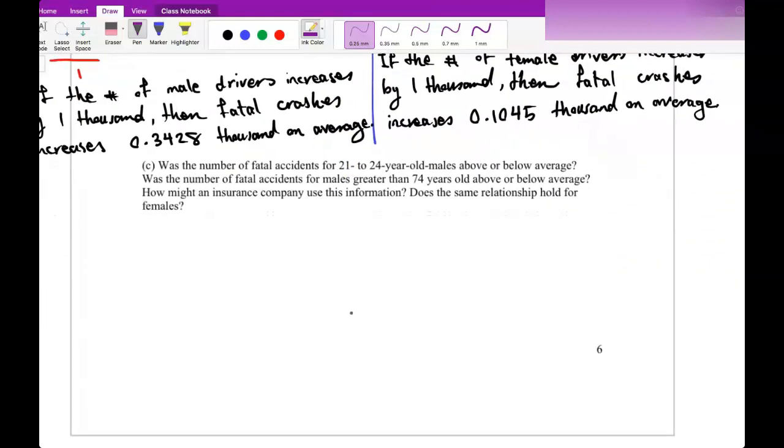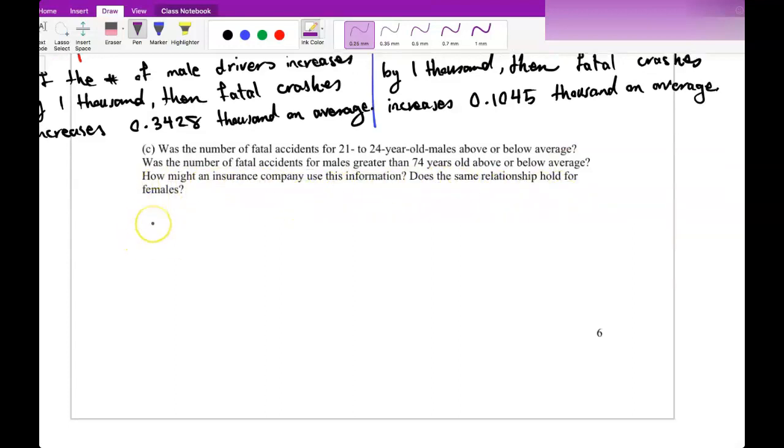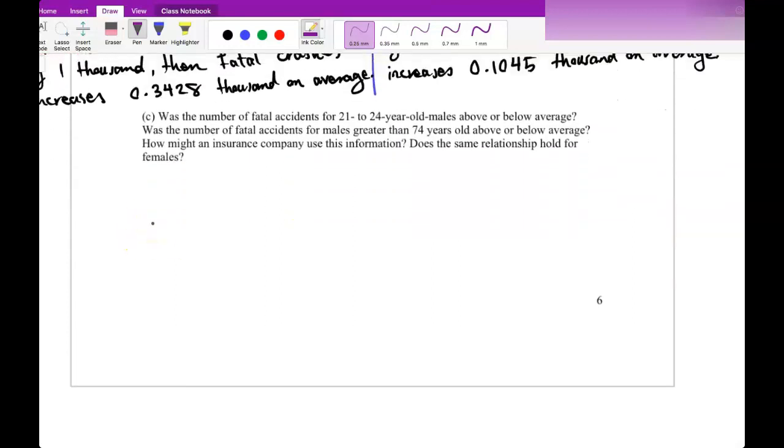Part C: is the number of fatal accidents for this group, 21 to 24-year-old males, above or below average? And the next one: is the number of fatal accidents for males greater than 74 years old above or below average? How might an insurance company use this information? Does the same relationship hold for females? So we're going to work on both of these, males and females.